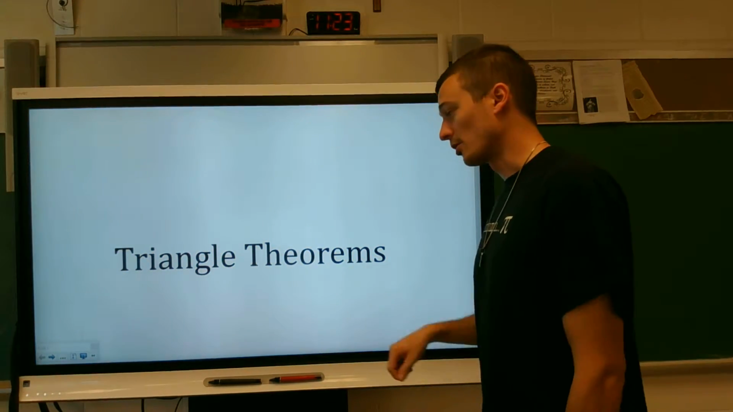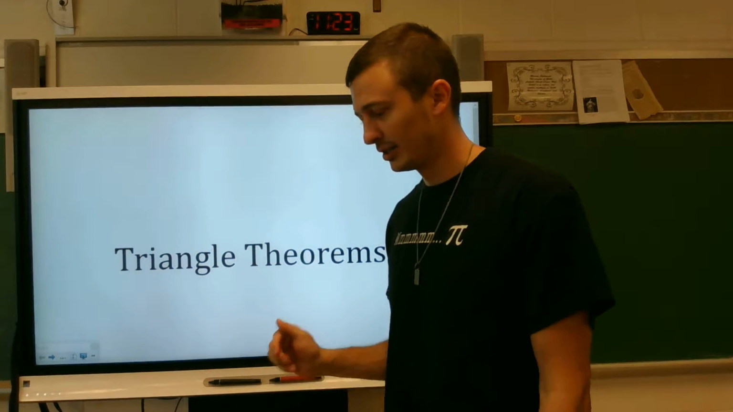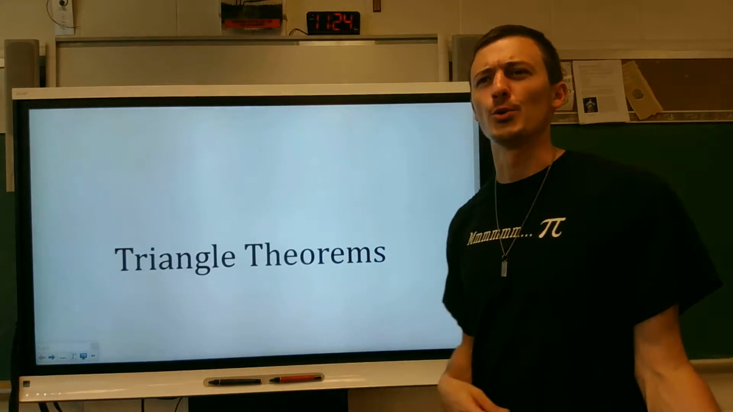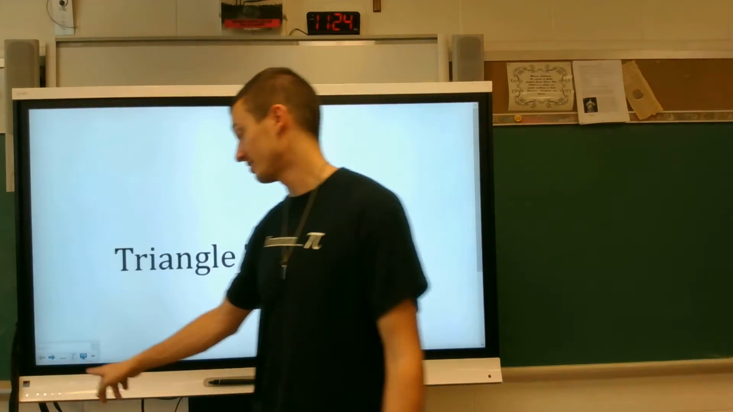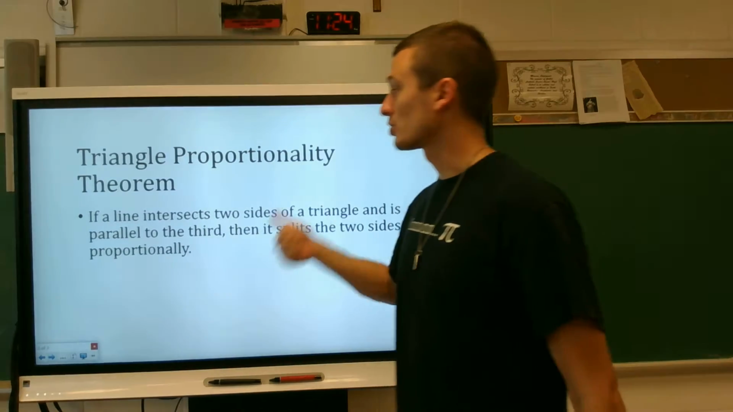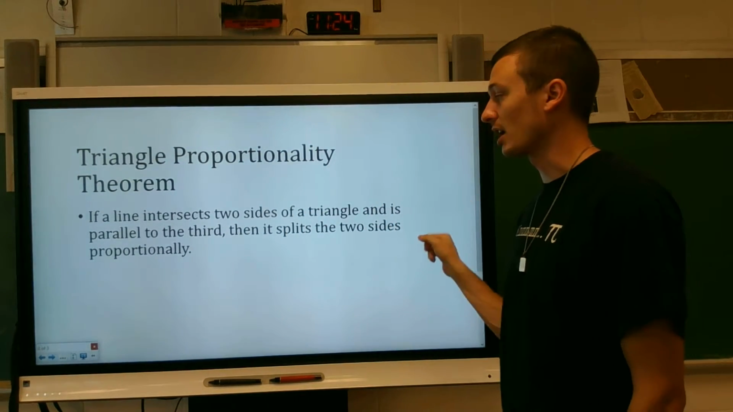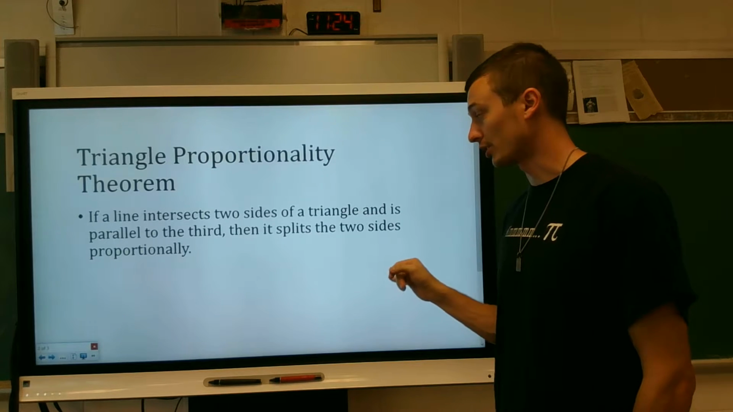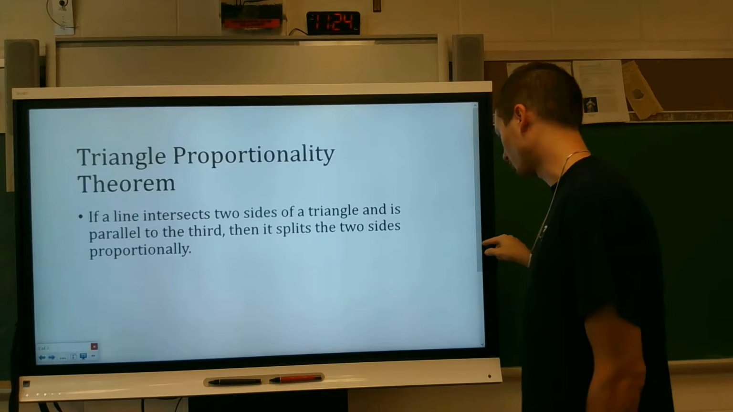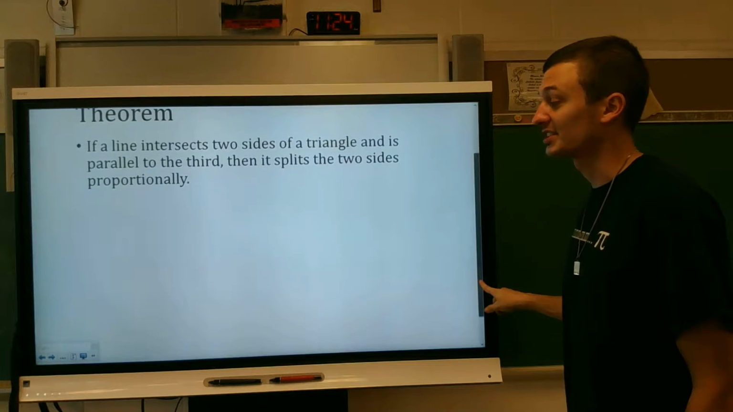Alright, let's talk about some triangle theorems. And really there's not a good way to introduce this other than just diving right in. So the triangle proportionality theorem says if a line intersects two sides of a triangle and is parallel to the third, then it splits the two sides proportionally. What on earth does that mean?